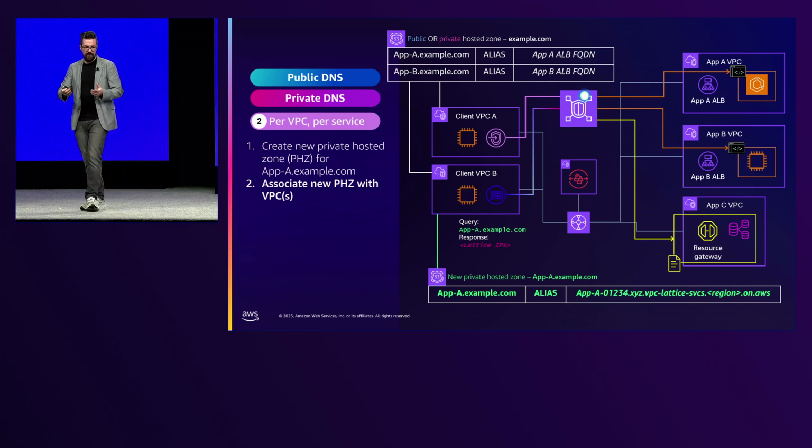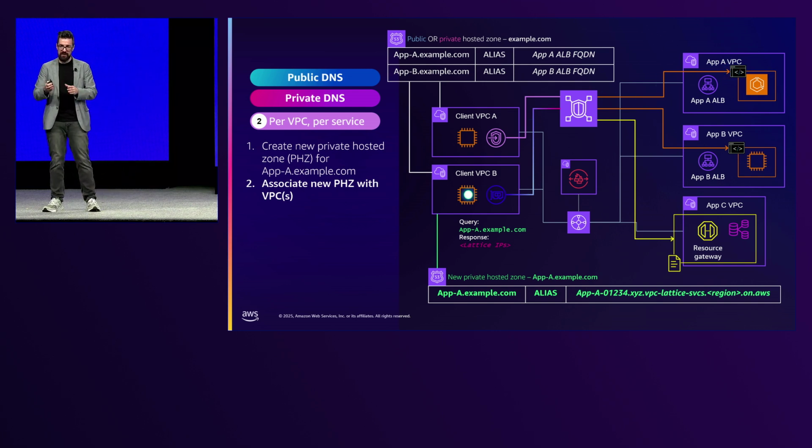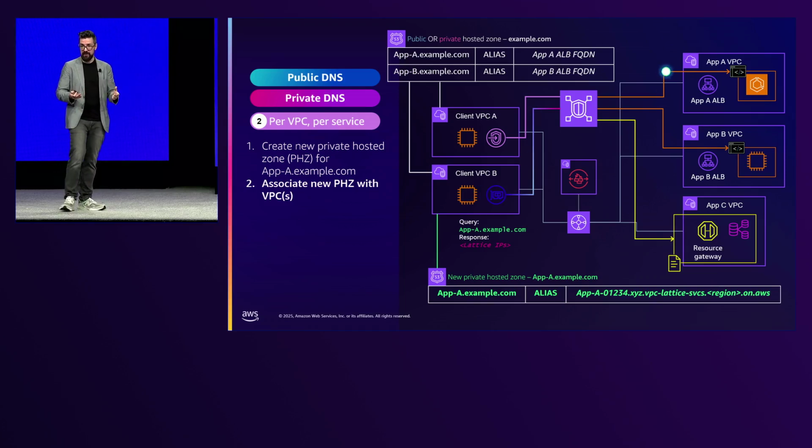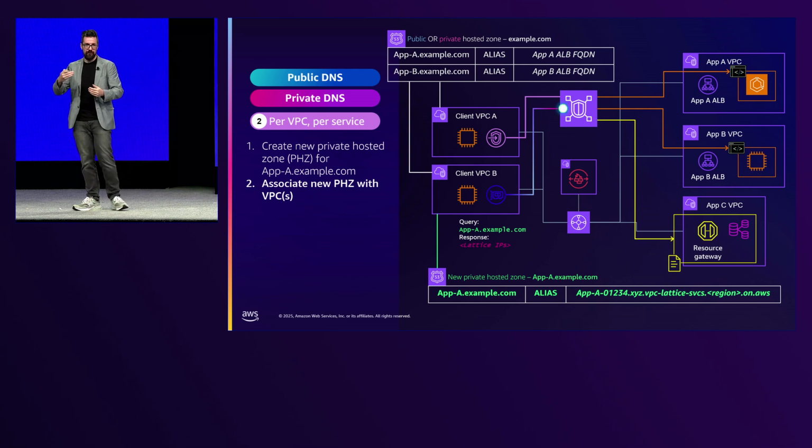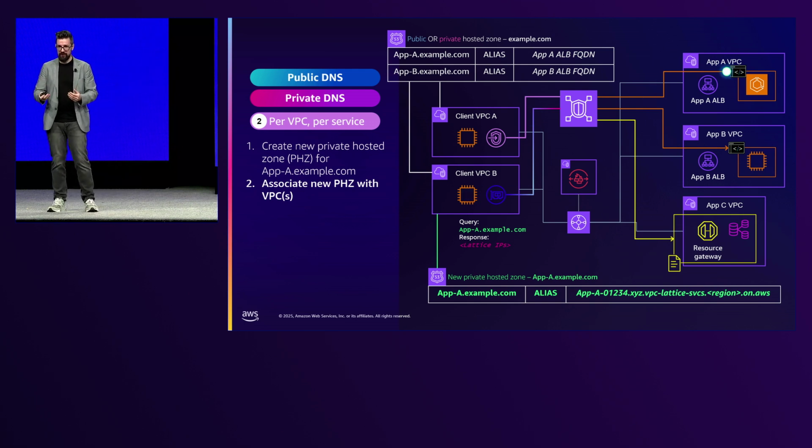Now this is more granular, and the benefit here is that I don't need to remove that existing private hosted zone for example.com if I'm using private DNS. The downside is that I do need to do this now per service or per resource that I want to migrate to. So there can be some trade-offs here, but you can take either approach.